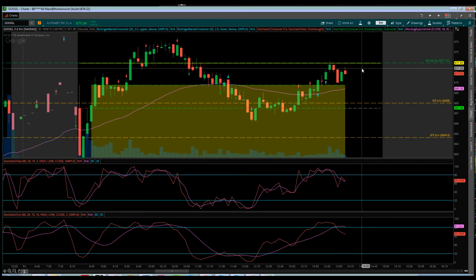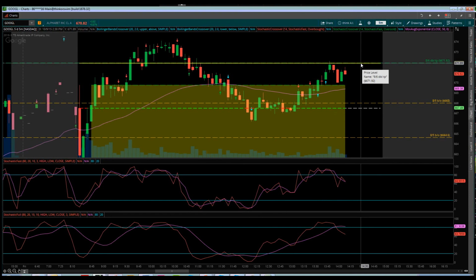We only have about 45 minutes till the market actually closes. So the question comes into play, which is, are we going to have enough momentum at the very end of the day to really push this up to make new highs? I don't know. I can't say for sure.